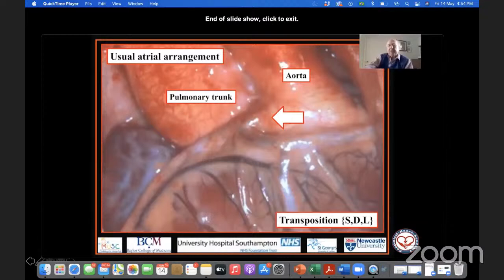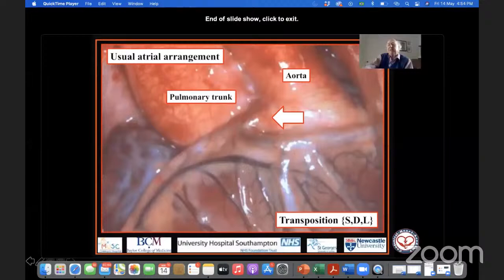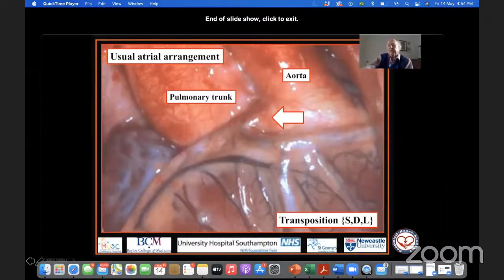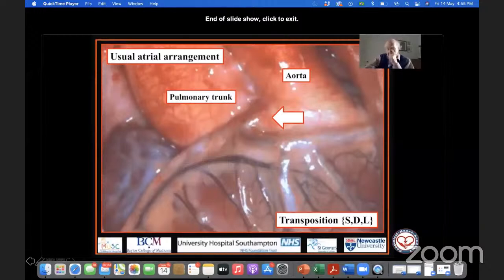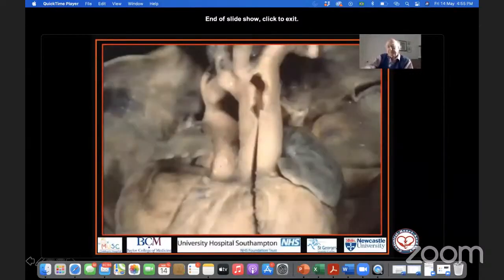Because when you are using Van Praaghian terminology, it is the first word which tells you what is going on. And we know that when we have transposition SDL, these combinations, we have concordant atrioventricular connections because they're segmental harmony, solitus with D ventricular loop. But despite that, the aortic root is left-sided. So when we describe this in Van Praaghian terminology, transposition, SDL, everything is straightforward.